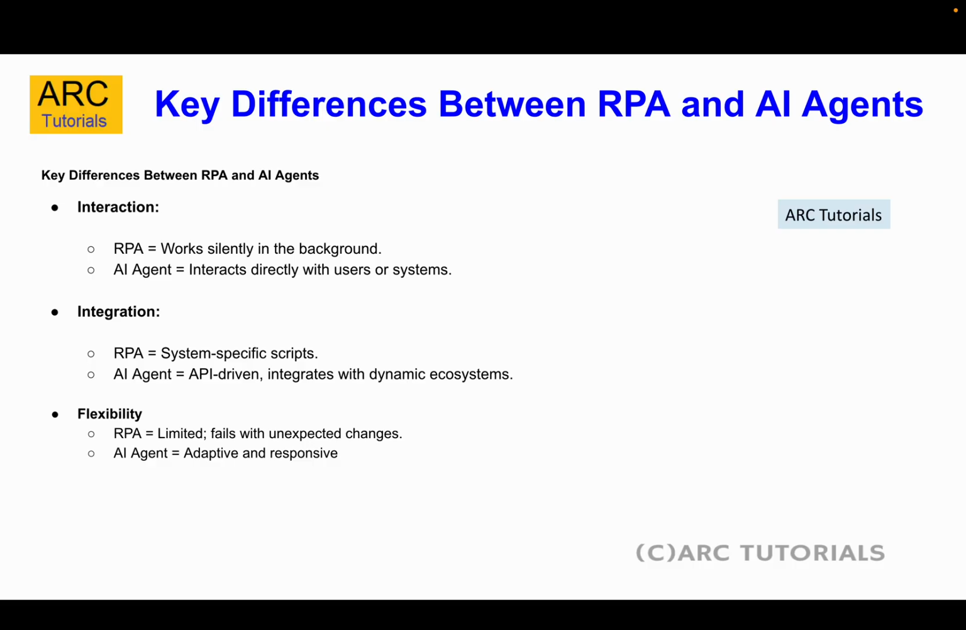Interaction: RPA works silently in the background. Think of it like a predefined batch job which is running in the background, whereas an AI agent can interact directly with the system, an agent, a third-party user, or an API. Integration: RPA has system-specific scripts, whereas an AI agent can be integrated with API-driven, dynamic ecosystems. Flexibility-wise, RPA is limited; it fails with unexpected changes, whereas an AI agent is more adaptive and responsive to the new data sets or patterns that it will come across.